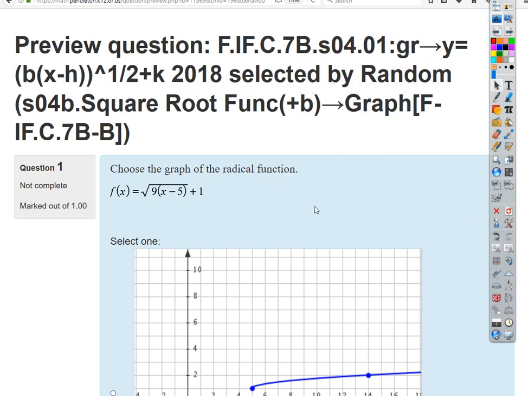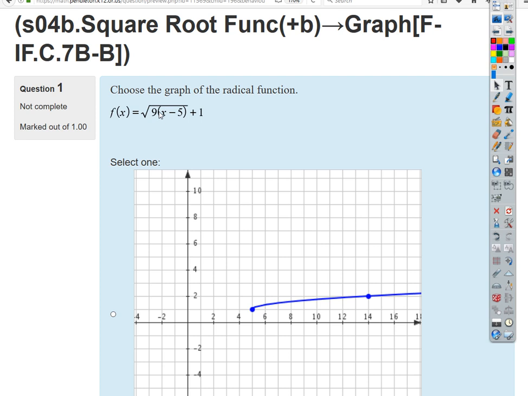Okay, so where is this graph going to be? Where is the starting point going to be for this one? I want you just to look at this for a second. So, Gio, let's start off with our vertex, or with the starting point. What are the coordinates H and K going to be? 5, 1. Okay, everybody see that? So we know that H is 5, K is 1, right?